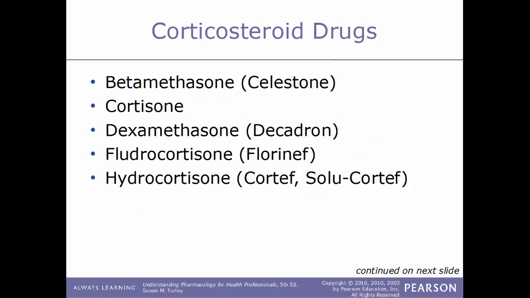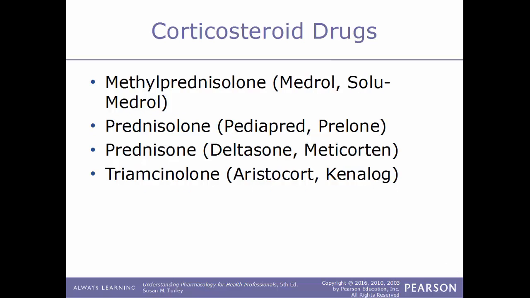Some examples of corticosteroid drugs: betamethasone, also known by its trade name Celestone; cortisone; dexamethasone, also known as Decadron; fludrocortisone, Florinef, like we mentioned earlier; and hydrocortisone, also known as Cortef or Solu-Cortef. Some other examples of corticosteroids: methylprednisolone, also known by the trade names Medrol or Solu-Medrol; prednisolone, also known by the names Prelone or Pediapred; prednisone, known by the names Deltasone or Meticorten; and also triamcinolone, also known by the names Kenalog or Aristocort.